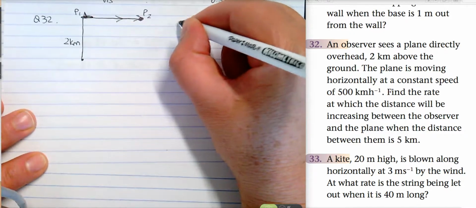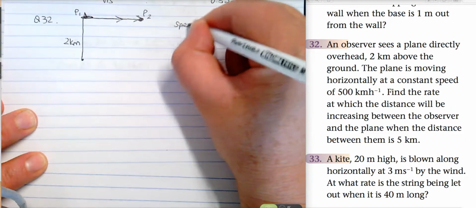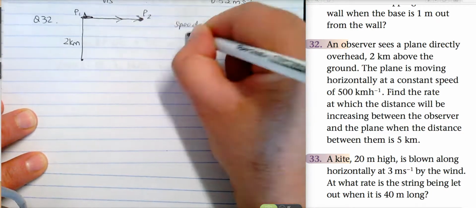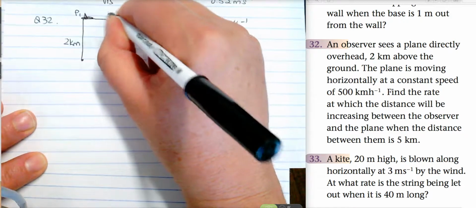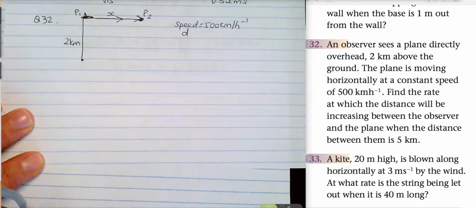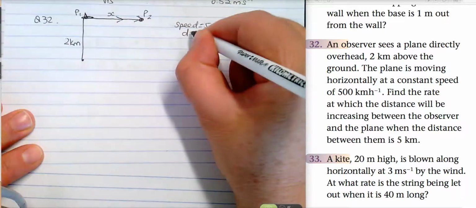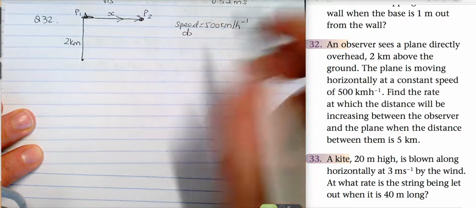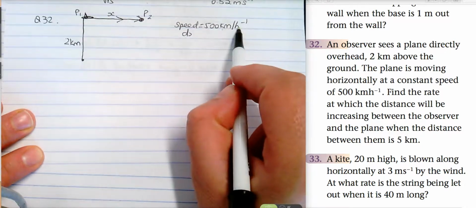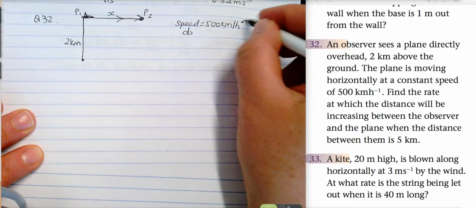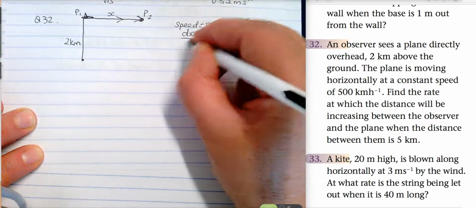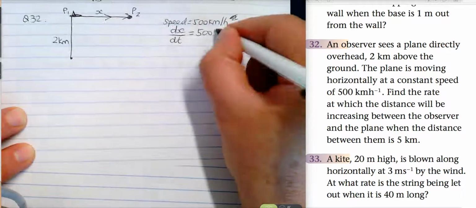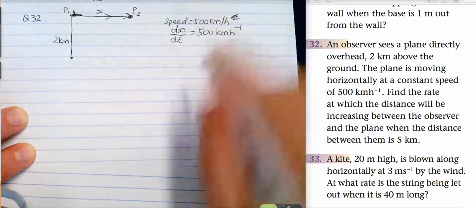Its speed is 500 kilometres per hour. Now, this speed is d what, d what? I'm going to call this distance x because we normally let displacement equal x. What speed? dx, d what? Speed. Look, distance over time. Look at the units. Yeah, so the speed is dx/dt. The velocity is 500 kilometres per hour, km h^-1.